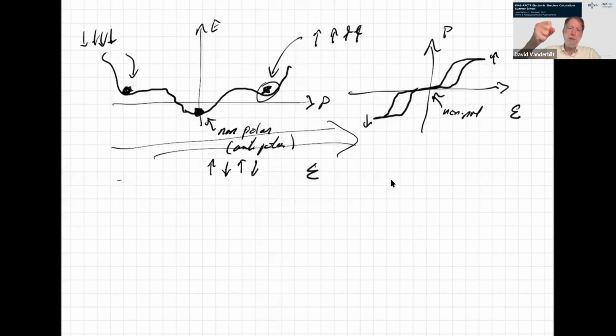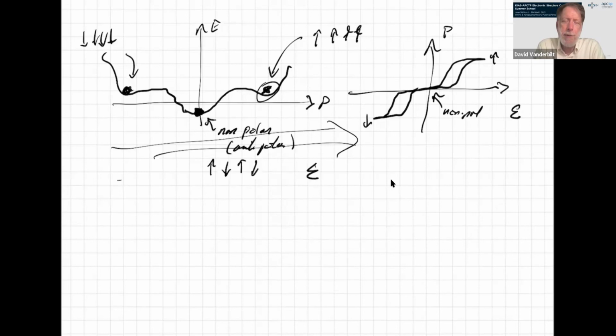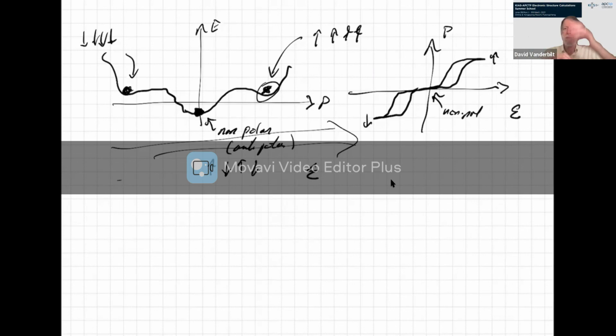And then people argue about whether it's really driven by the electronic instability or whether it's really driven by the lattice instability. The class of materials in which you're most likely to find something like this is a mixed valent system in which you have an atom that can be 2+ and 3+, and then they can trade places so that now this one is 3+ and that one is 2+. So a mixed valent system or a charge ordered system, well, it's really the same thing.